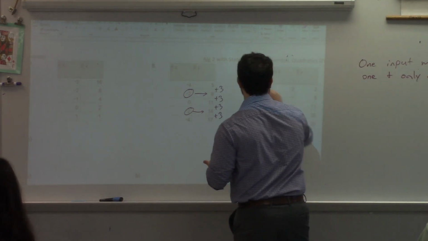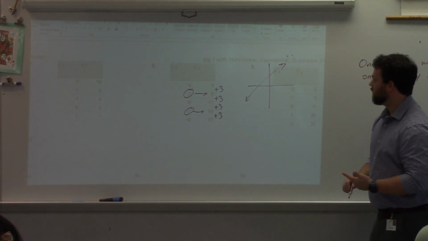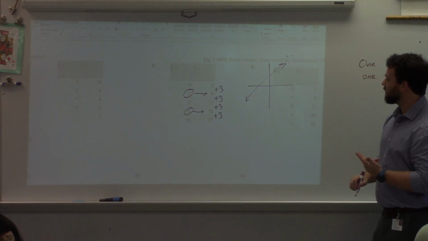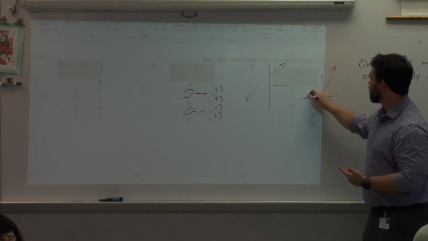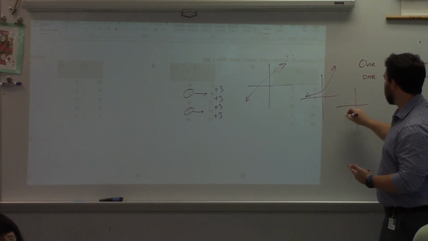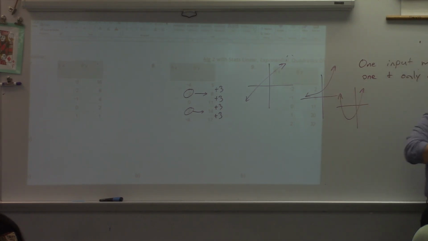Guys, linear, exponential, quadratic are by definition functions. If you actually have a line, it looks like that. If you have an exponential, it looks like this. And a quadratic, it looks like this. So when we say linear, exponential, or quadratic, by definition, those are what? Functions. So on number 8, when it's not a function, is it linear, exponential, or quadratic? No, it is not.